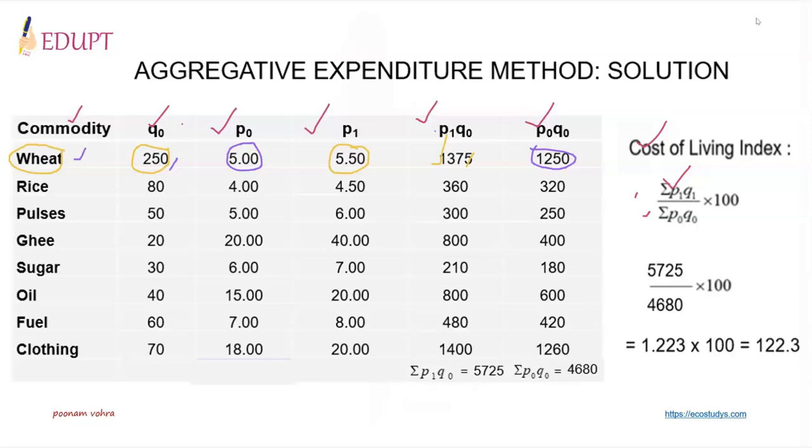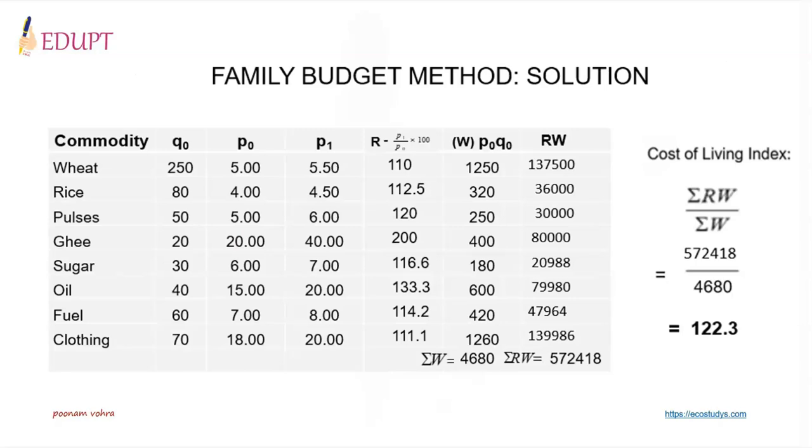And finally, have the summation of P1 Q0, which is 5725 in this case, have the summation of P0 Q0, which is 4680. Then apply the formula, substitute the values, calculate, and you get the answer as 122.3, implying there has been an increase in prices by 22.3%. Now have a look at the family budget method with the same information.